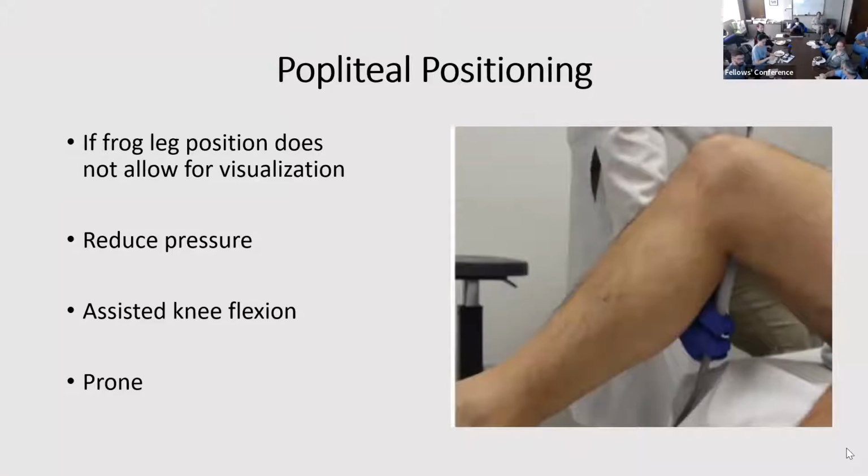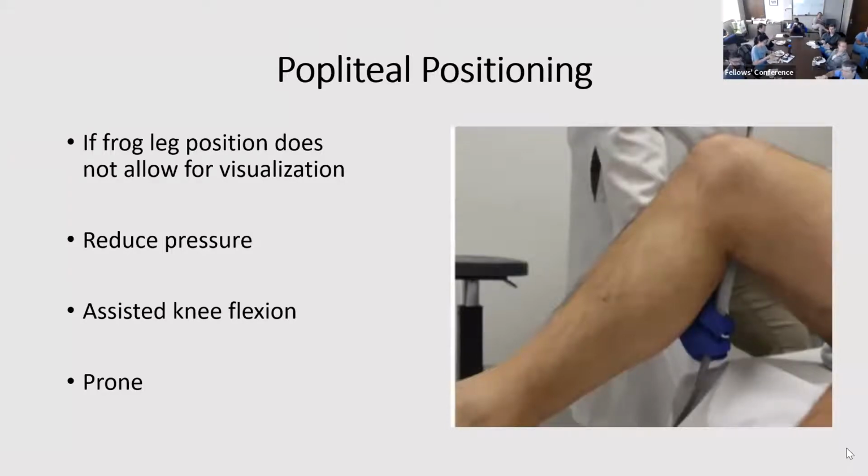If I can't get it that way, I'll reduce my pressure. For those of you that did the ultrasound over at Fairbanks, we kind of talked about that light pressure under the popliteal, and you know how easily collapsible that vessel is. If you're having trouble visualizing that, you can do one of three things. The first one is reduce pressure, like we talked about. The second one is assisted knee flexion.